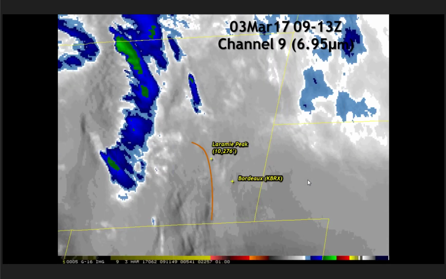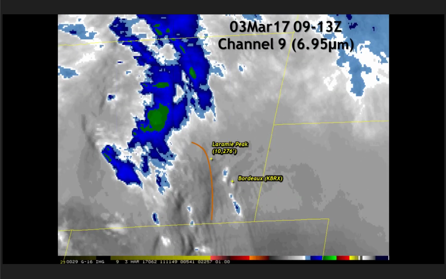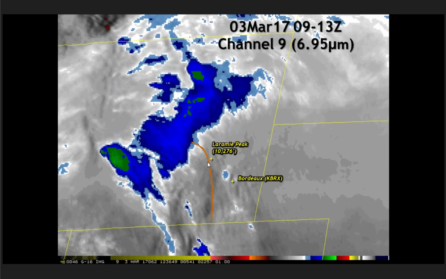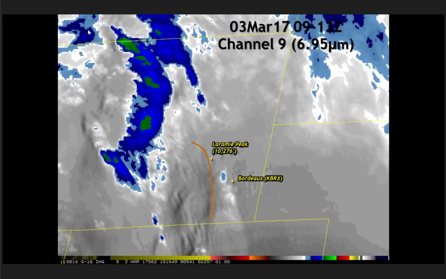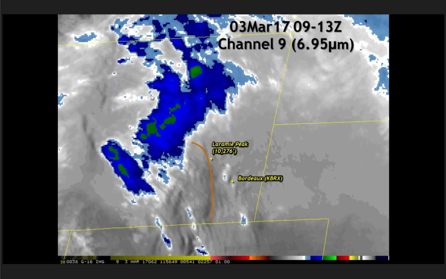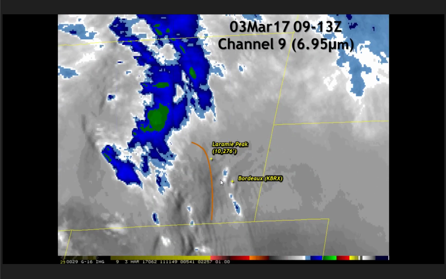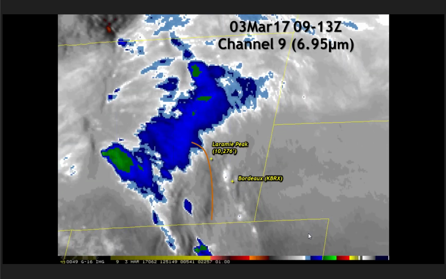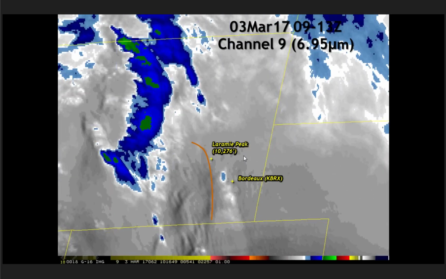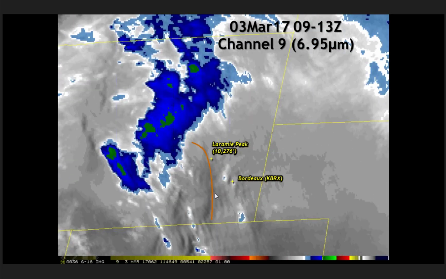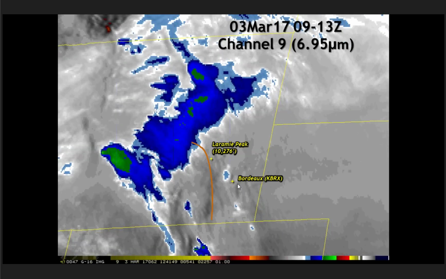So here's the loop that I promised of the channel 9 mid-level water vapor. So you can see the shortwave approaching from the northwest to the southeast. And initially you could see perhaps maybe this is the nose of the jet pushing through as the mountain wave really starts to develop and translate to the east-southeast.